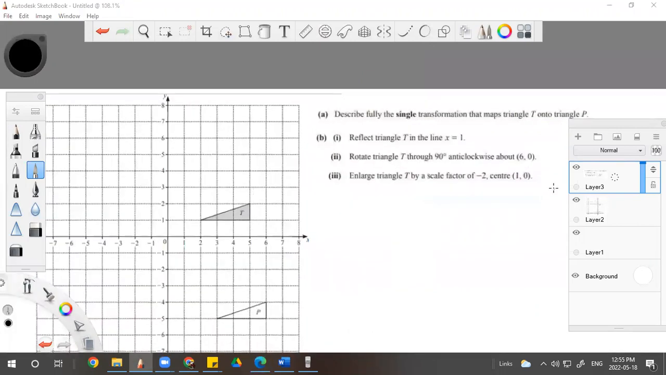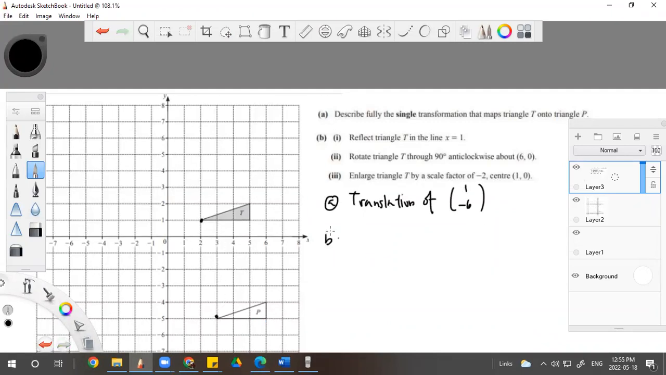Dulu. Describe a fully single transformation that maps T to P. Hati-hati jangan P to T ya, T to P ya. Jadi yang E langsung ketahuan. Translation kan geser doang kan. Translation of going right, lu lihatnya dari sini ke sini aja. Going right by 1, terus going down by 6. Dah. Ya kan, ke kanan 1, ke bawah 6.